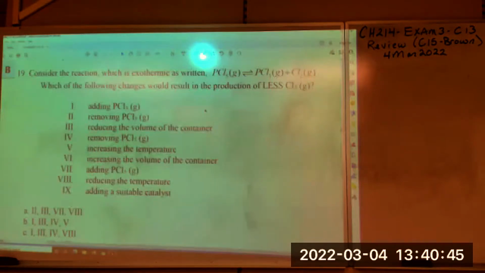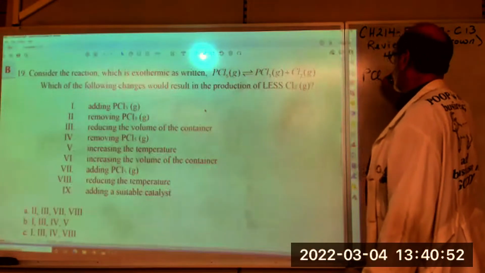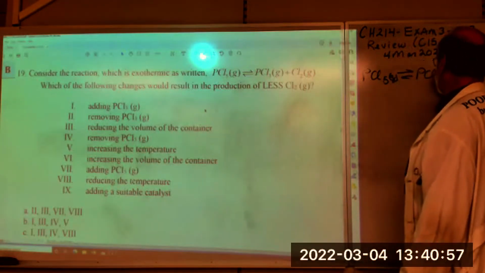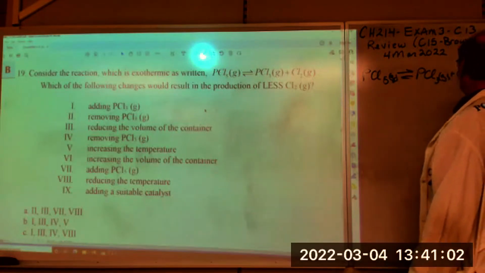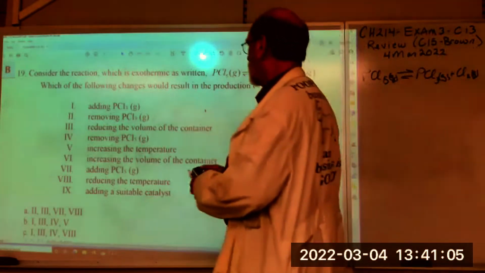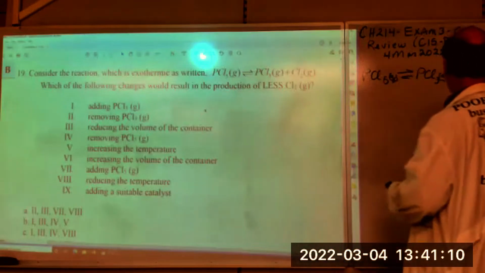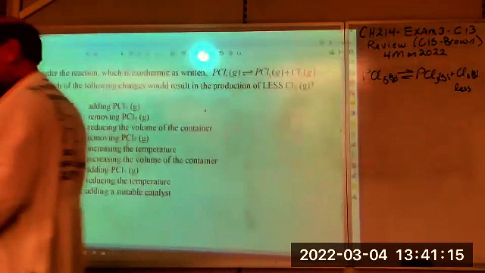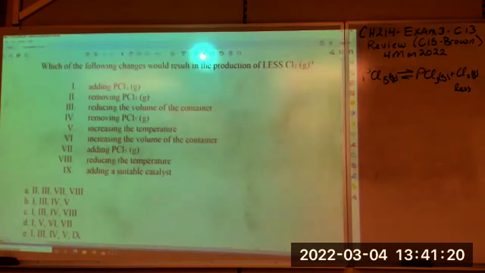Consider the reaction which is exothermic as written. Since I'm going to have to scroll, let me write this again over here. PCl5 is in equilibrium with PCl3 and Cl2. There we go. Which of the following changes would result in the production of less? We want to produce less of that one. So which one of these would do that? Let me get the answers up here. There we go.